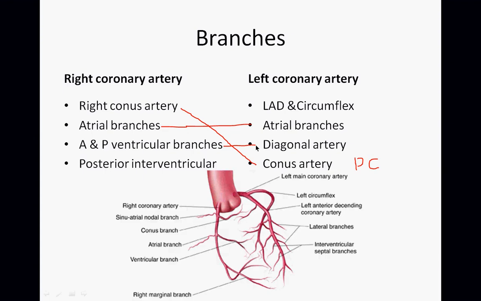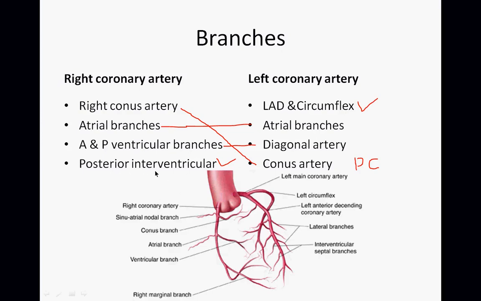So you can connect these two. In the right they are named as anterior and posterior ventricular branches, and from the left coronary artery it is the diagonal artery. Okay, they both supply the ventricles. And moving on to the last ones, posterior interventricular and LAD and circumflex, these are kind of special, so you will have to remember them separately.